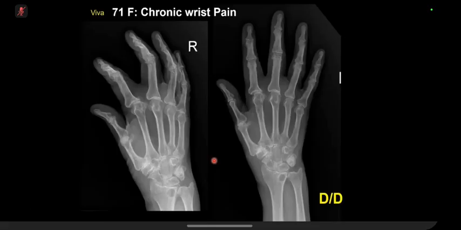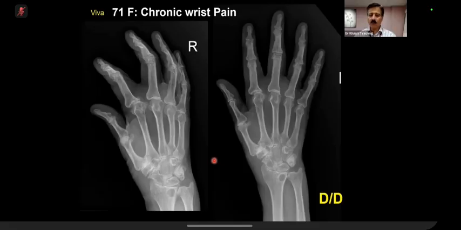The age is the biggest. The age is one. Anything else, radiologically speaking? It is eccentric. It is about the articular surface as well. Anything else?